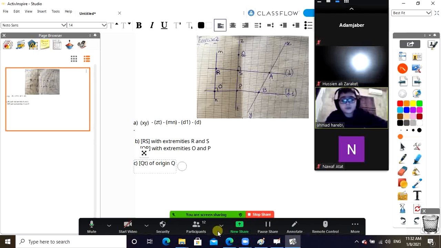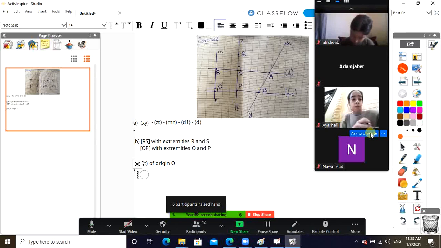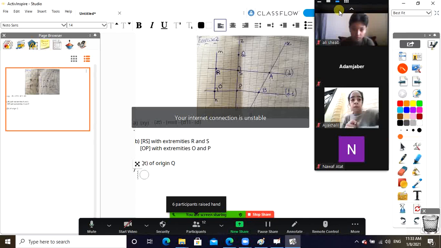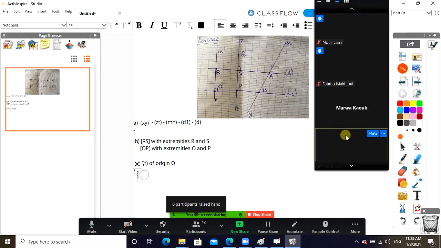I can choose also another one, if you can see. Another than QT. Who wants to tell me another one? Yes, Nawaf. [OM], not MO. Always I will start from the closed one. [OM]. Very good. Of origin? Of origin O. Let's continue.